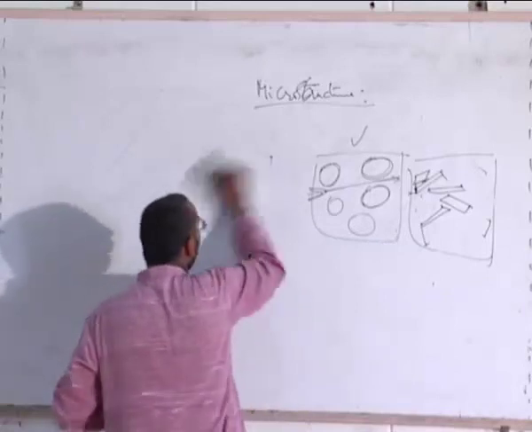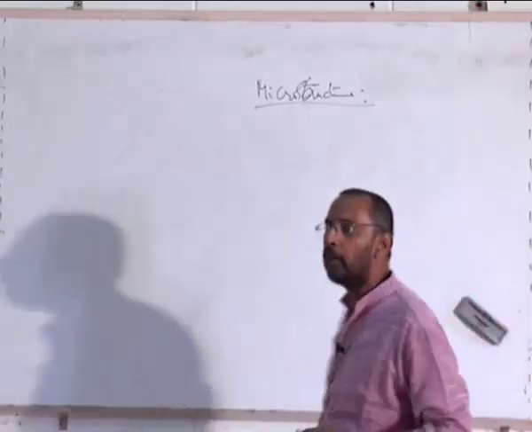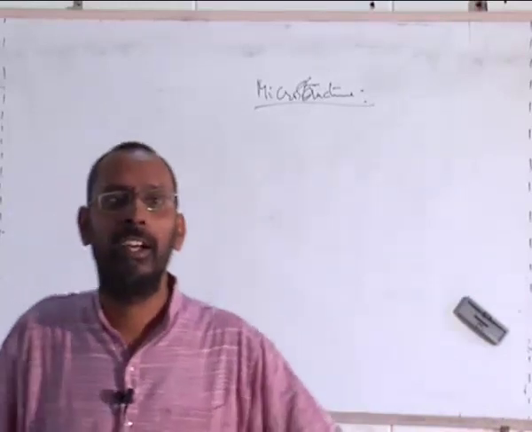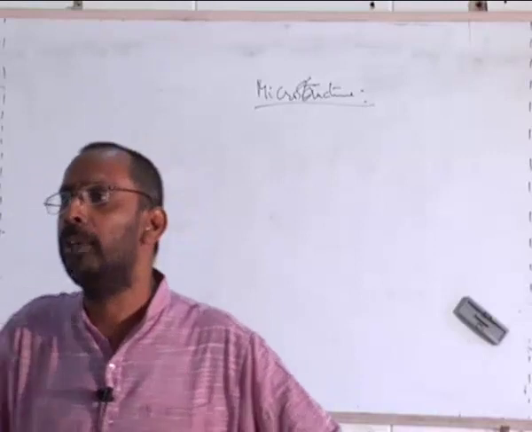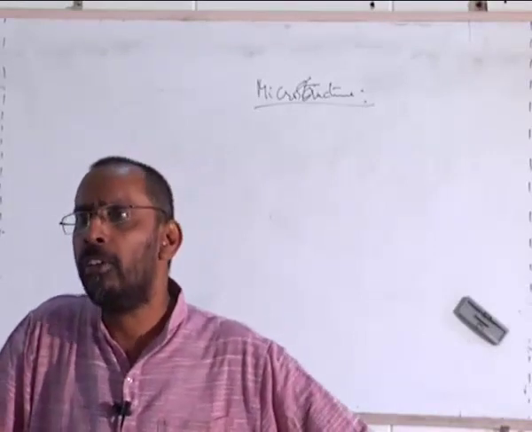And why do I need to have a microscope? Because my eye cannot see everything. That's the problem. Our eye, a normal eye, those who do not have specs, whose eyes we assume to be normal, have a certain resolution. What is the resolution of a normal eye?